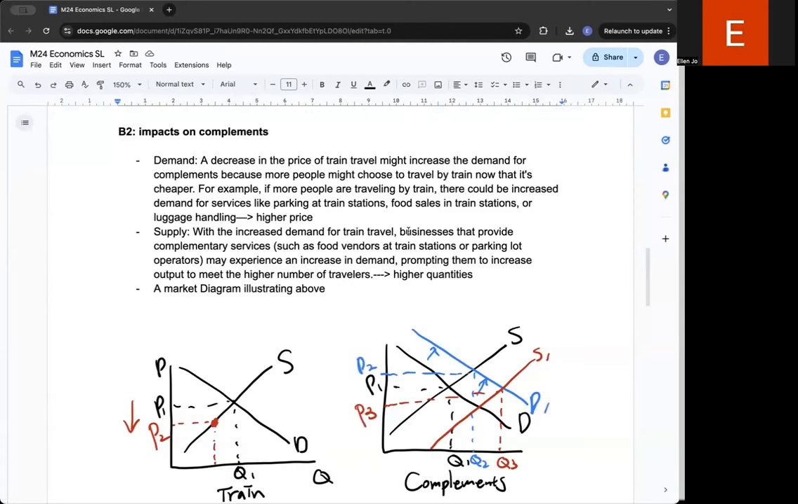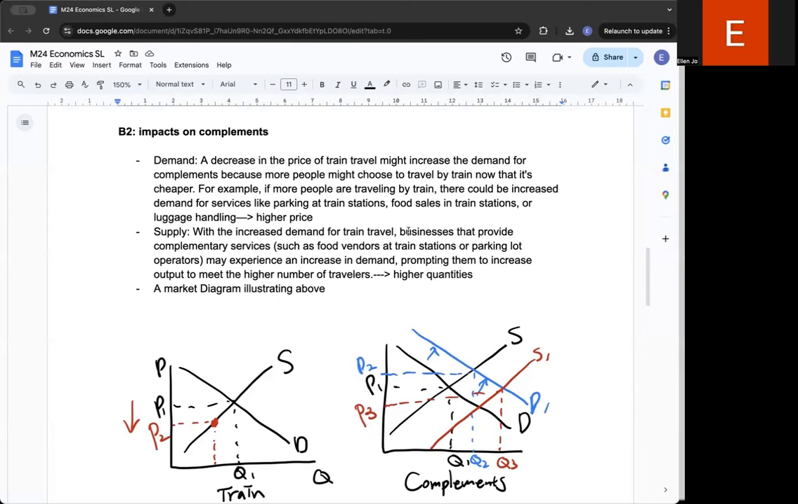Next is about its impact on complements. Again, from the demand side, when there is a decrease in the price of train travel, it might increase the demand for complements because more people might choose to travel by train now that it's cheaper. For example, if more people are traveling by train, there could be increased demand for services like parking at train stations, food sales in train stations, or luggage handling, etc. So those prices are going to get higher.